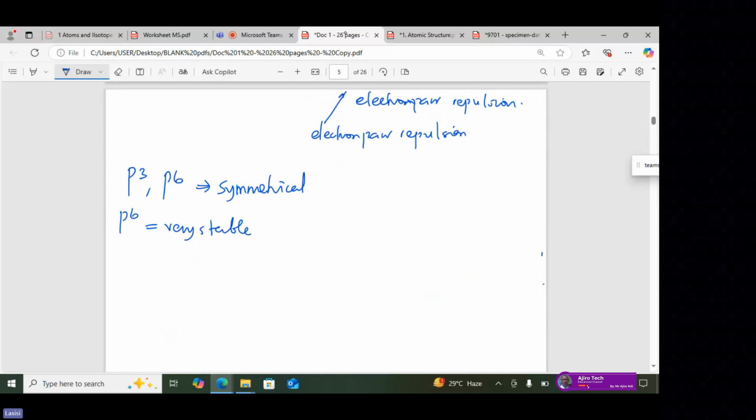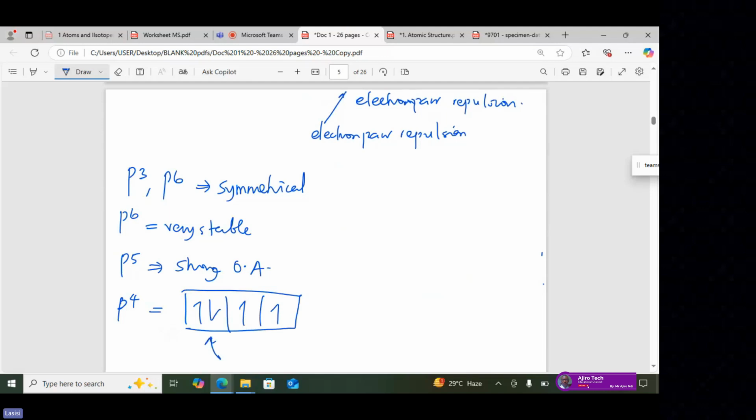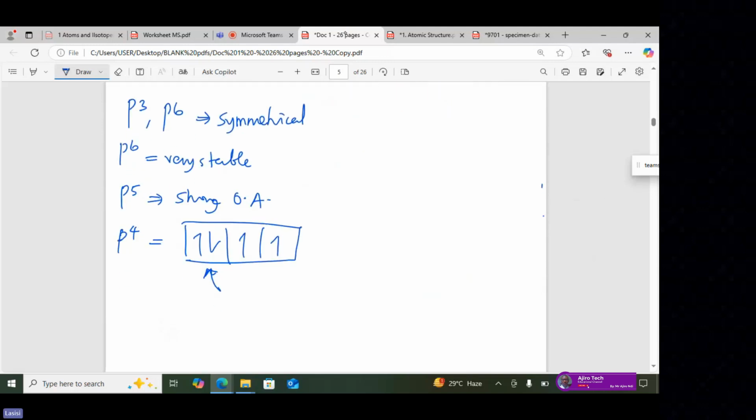It's for the noble gases. What about P5? Strong oxidizing agent. Can you see one electron missing? Is that okay? And then P4, we have reducing, 1, 2, 3, 4. Here, what happened? Electron pair repulsion. They repel themselves.